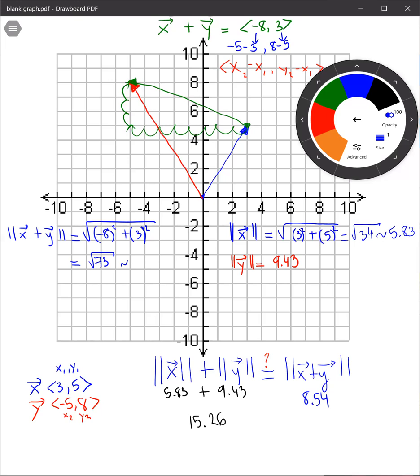No. So hopefully we all know that the magnitudes of each vector added together are not equal to the magnitude of the resultant vector. Okay.